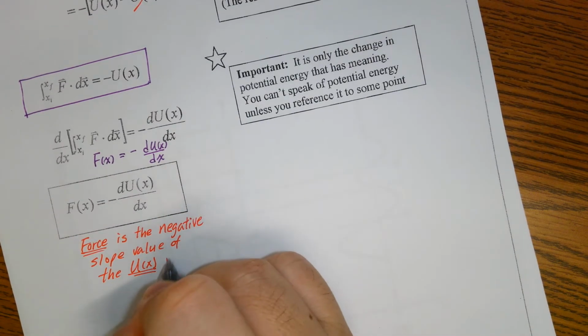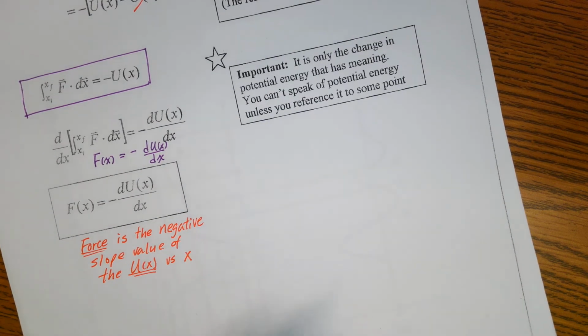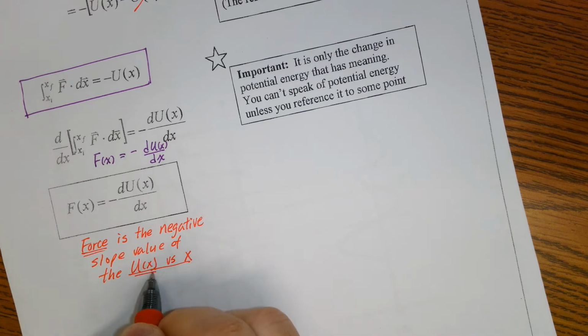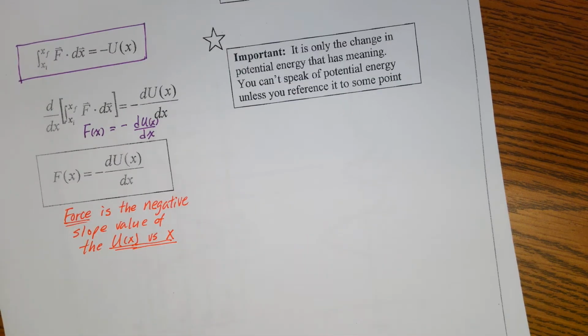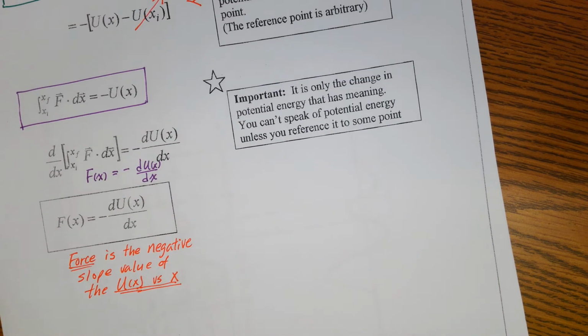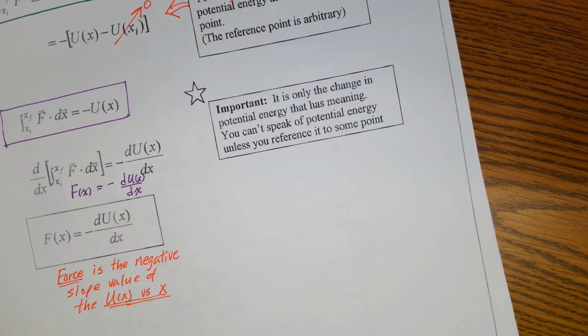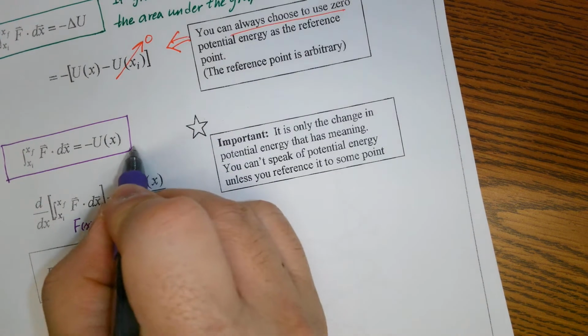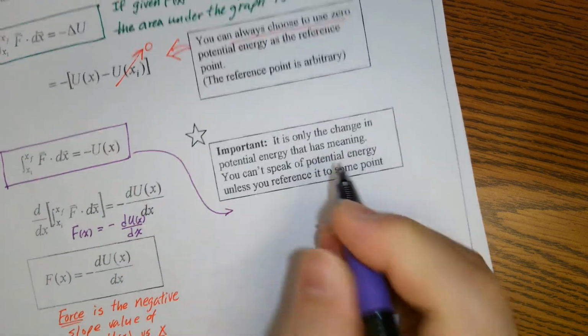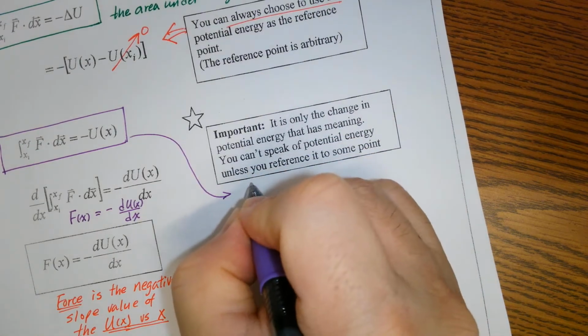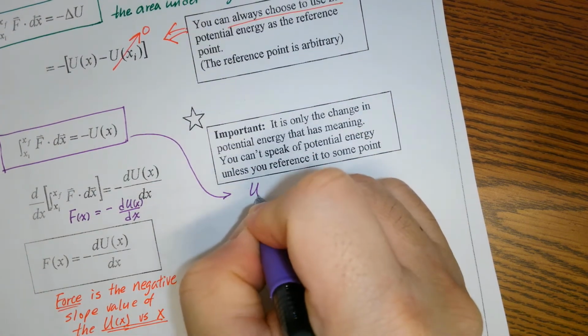Or u of x versus x. Okay? So what does that mean? Well, let's take a look. If you were to look at this, let's give an example of this. So here, what is u of x?